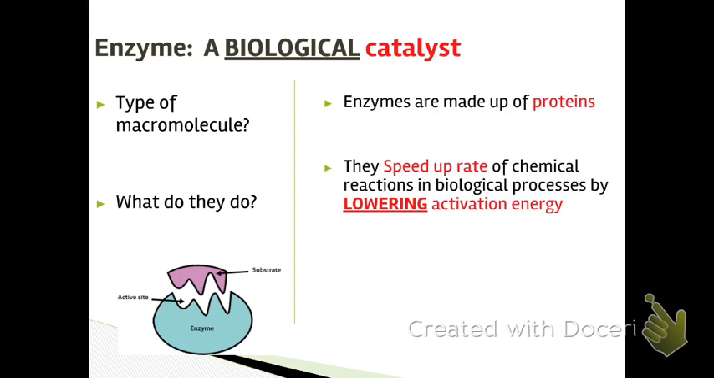In your body, there's a specific type of catalyst called an enzyme. As I said before, these are made up of proteins, so an enzyme is a protein. They're a catalyst, so catalysts speed up reactions. They speed up the rate of the chemical reaction by lowering activation energy.